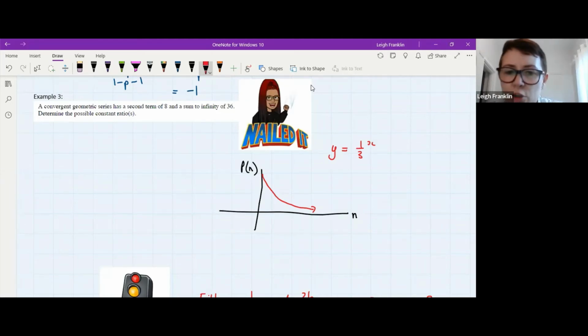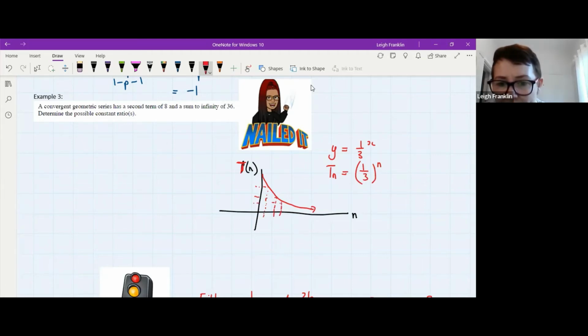Or if we're working in terms of pn and tn, let's just make that tn. Tn is going to be 1 over 3 to the power of n, right? So when n is 1, we would get a big number. And when n was 2, we'd end up with a smaller number. And when n was 3, we'd end up with an even smaller number.